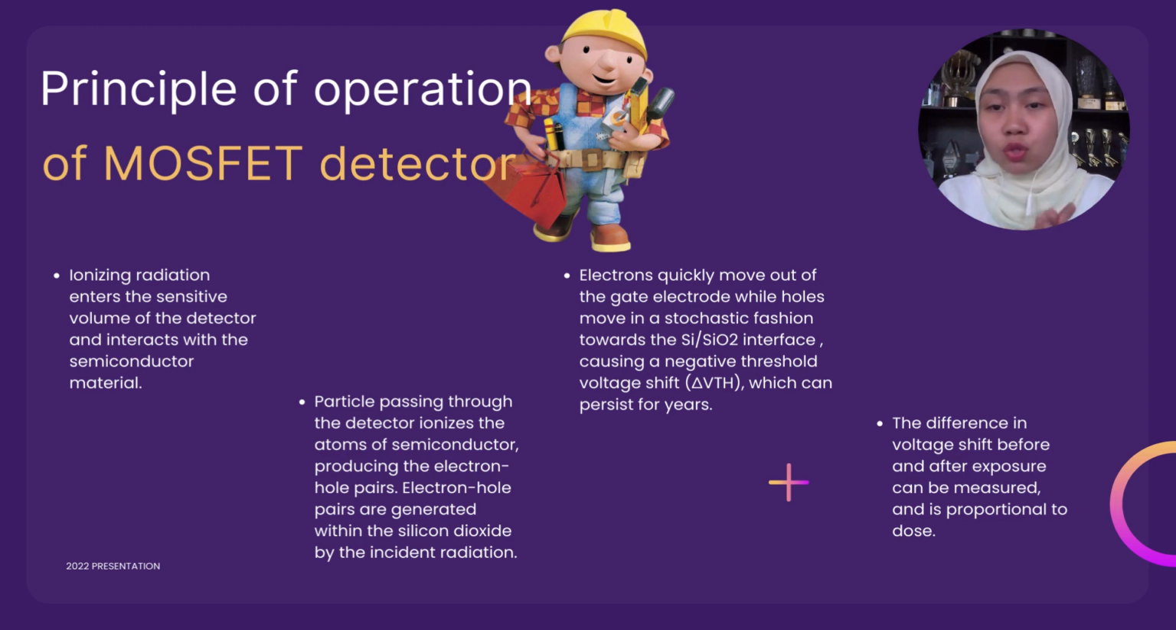Thirdly, electrons, whose mobility in silicon dioxide at room temperature is about 4 orders of magnitude greater than holes, quickly move out of the gate electrode, while holes move in a stochastic fashion towards the silicon dioxide interface, where they become trapped in long-term sites. This causes a negative threshold voltage shift, which we call VTH, which can persist for years. And lastly, the difference in voltage shift before and after exposure can be measured and is proportional to the dose.